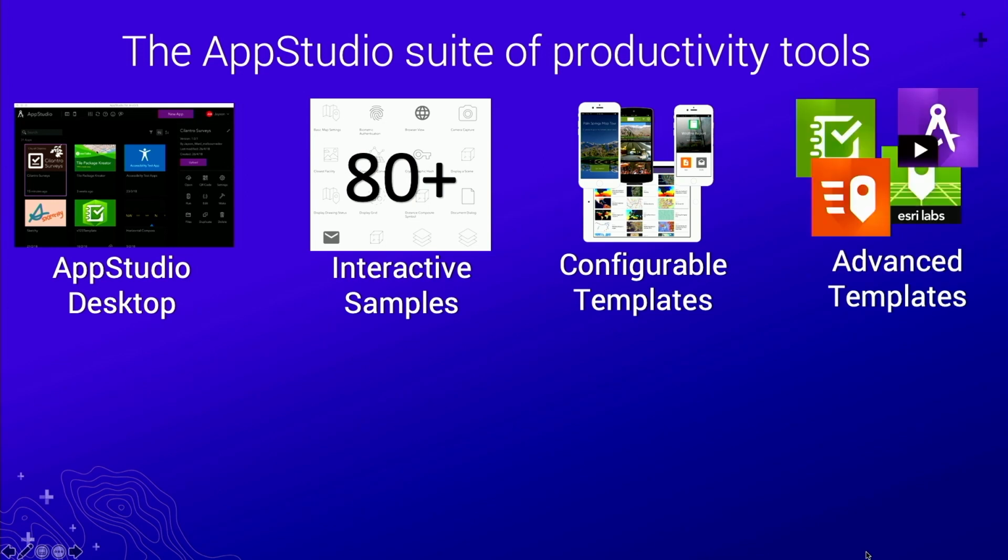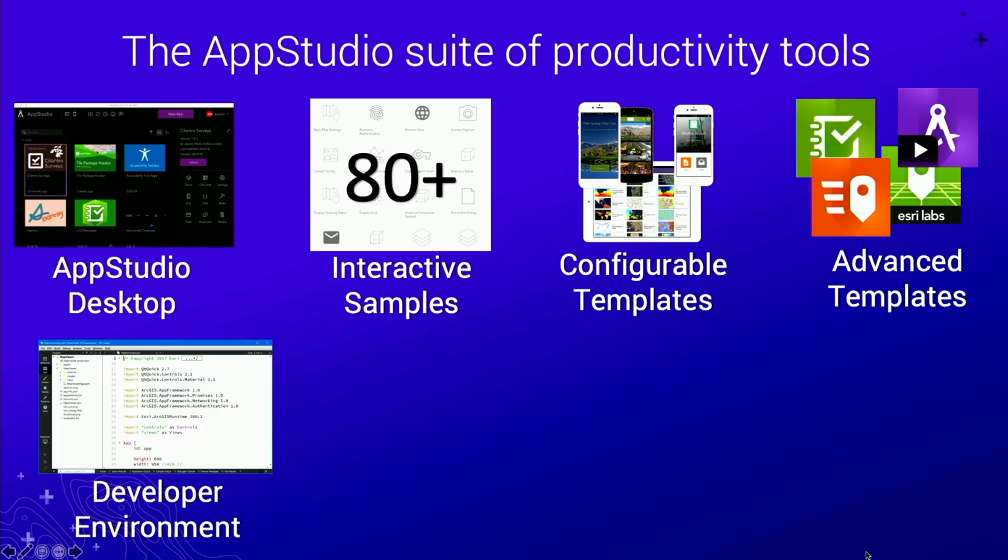We also have an advanced templates. This is where you get the source code for Survey 123, quick capture, even AppStudio Player. A lot of you I know that wanted to get Survey 123 and simply just want to white label Survey 123 and to make it your own app. With AppStudio installation, it comes pre-built with a developer environment where you can manage the source code of your app.